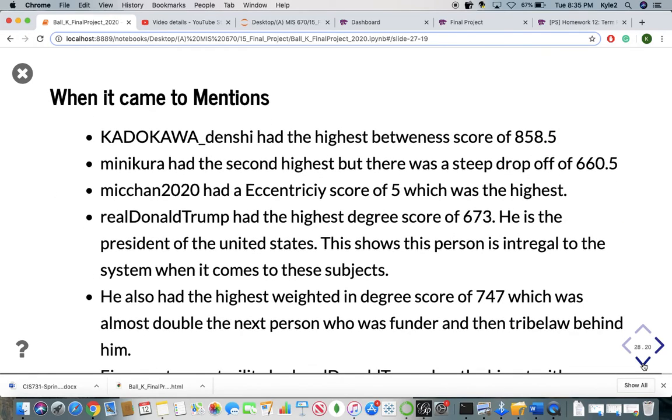And when it came to mentions, I'll go over this pretty quick. The highest betweenness score was 858 with these usernames. The second highest was this, but there was a steep drop off. So this person had a very high betweenness score. Mission 2020 had an eccentricity score of 5, which was the highest. Real Donald Trump had the highest degree score of 673. He is the President of the United States. This shows how integral he is to the system when it comes to these subjects. He also has the highest weighted score of 747, which was almost double the next person.